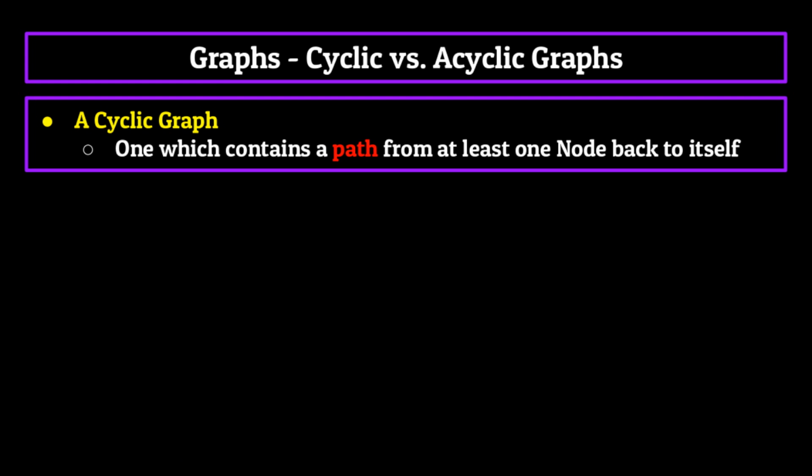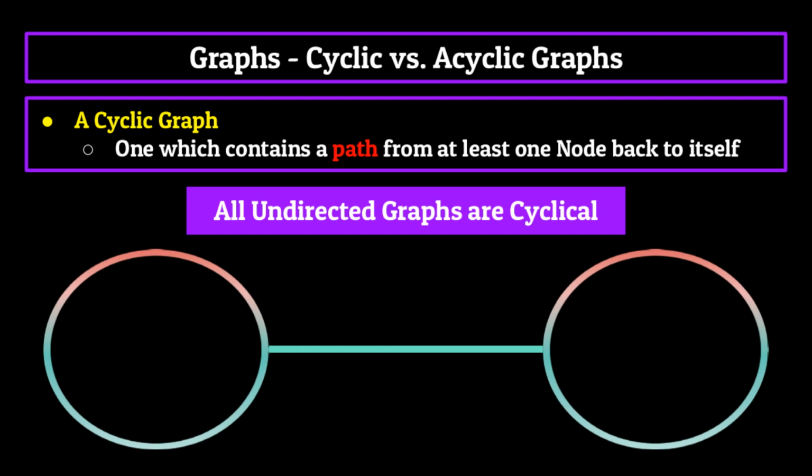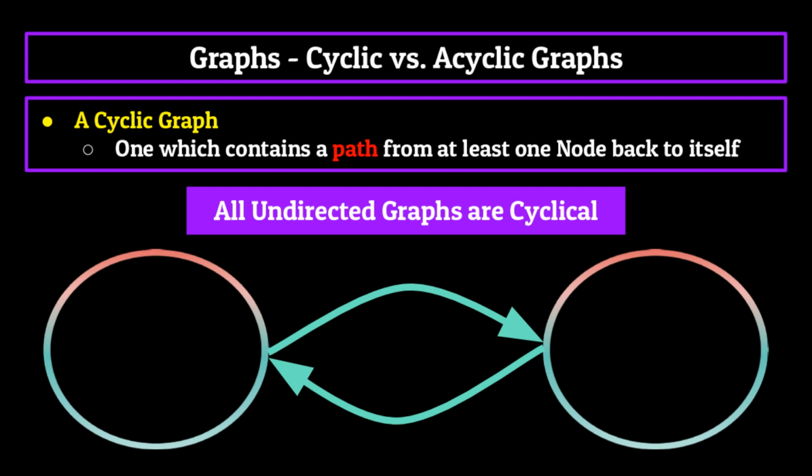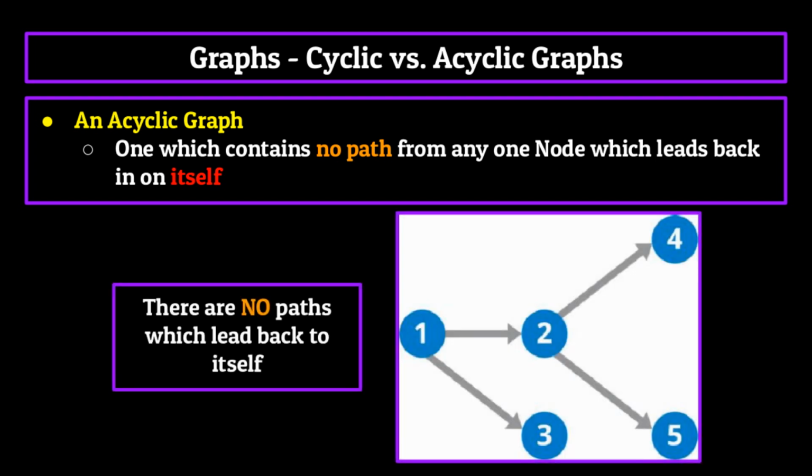A small thing to note here is that all undirected graphs end up being cyclical. The bidirectional nature of nodes within undirected graphs theoretically forms a cycle between any two nodes. So, judging by that logic, all undirected graphs end up being cyclic. An acyclic graph is one which contains no path from any one node which leads back in on itself. This property can really only apply to undirected graphs like we mentioned previously. Essentially, this means that for any given node, there is no path which will eventually lead back to itself.